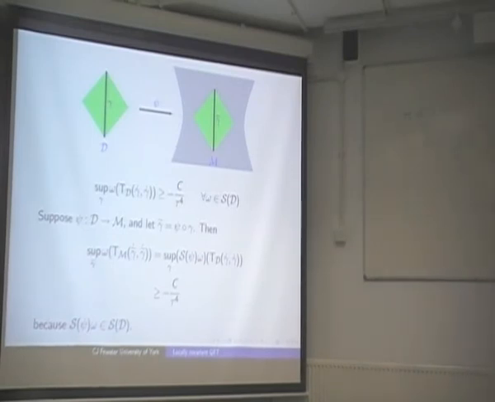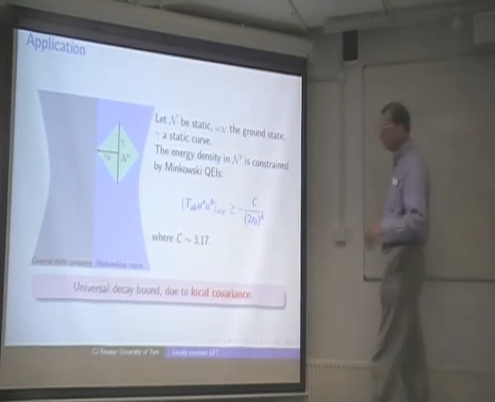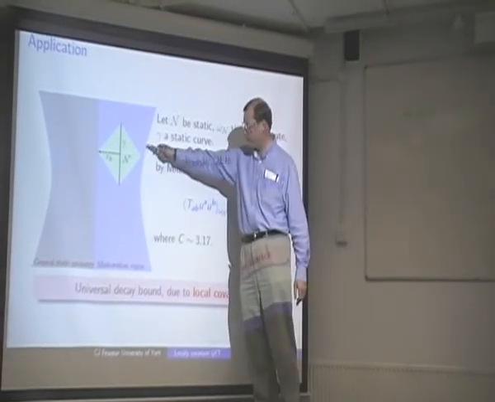Now, one doesn't need to have the categories again for that. It's a clean way of saying what you mean by this bound being covariant. It gives you a nice framework for doing it, but it isn't completely essential. Let me give you an application.